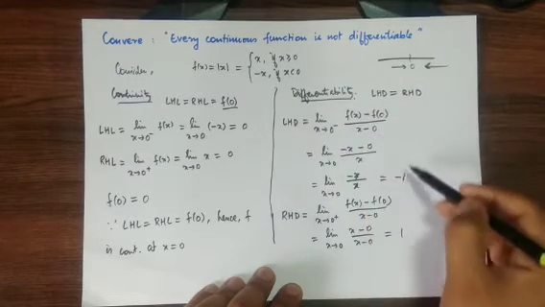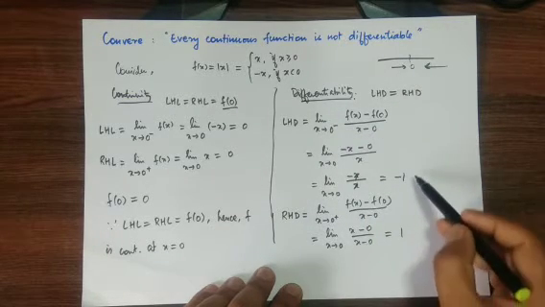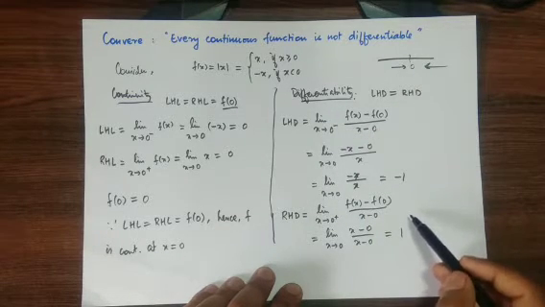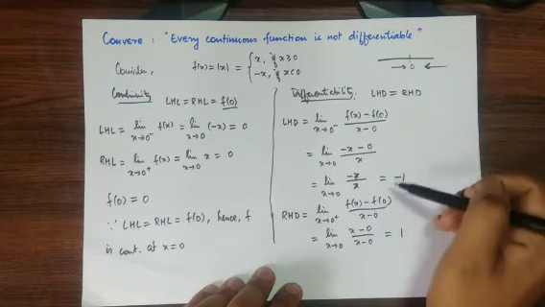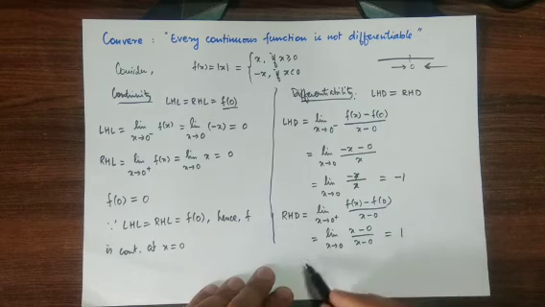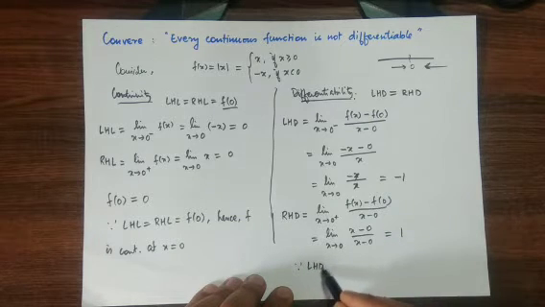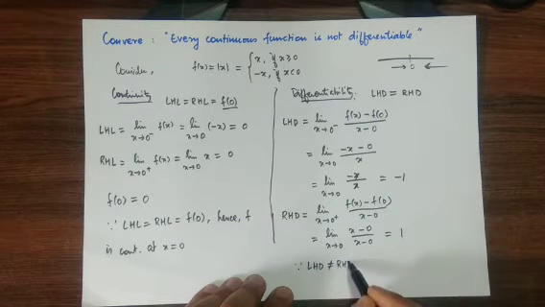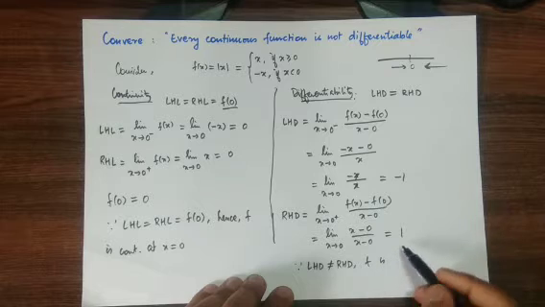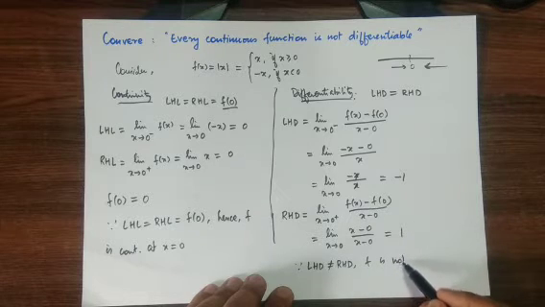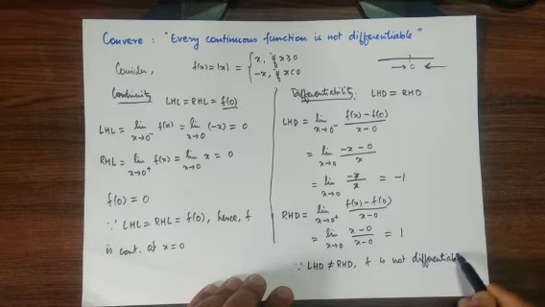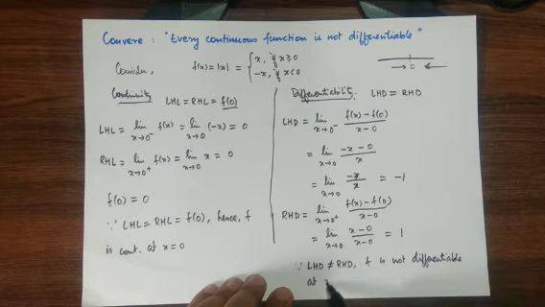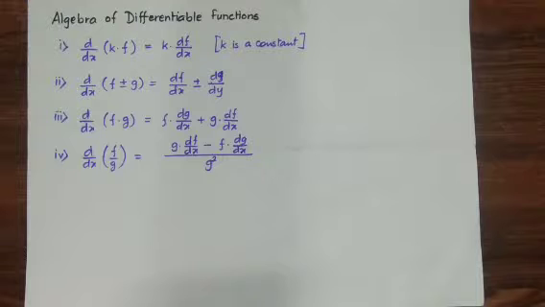So left hand derivative is minus 1, right hand derivative is 1. Both are not equal. Since left hand derivative is not equal to right hand derivative, the function is not differentiable. So since LHD is not equal to RHD, f is not differentiable at x equals 0. So pause the video to note.